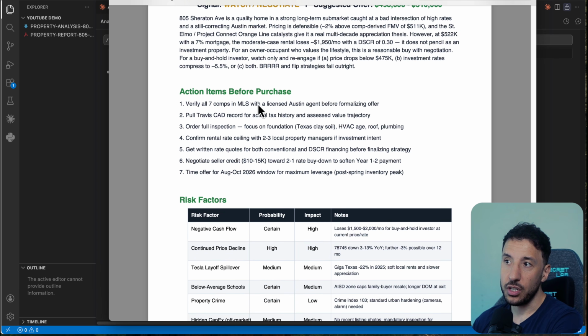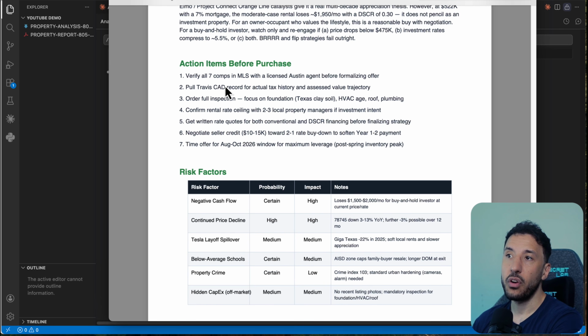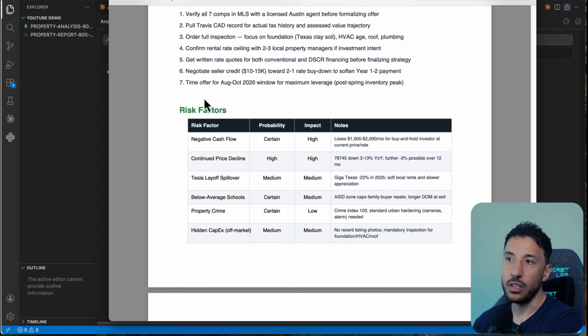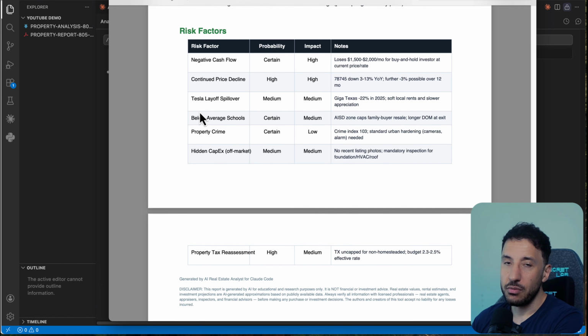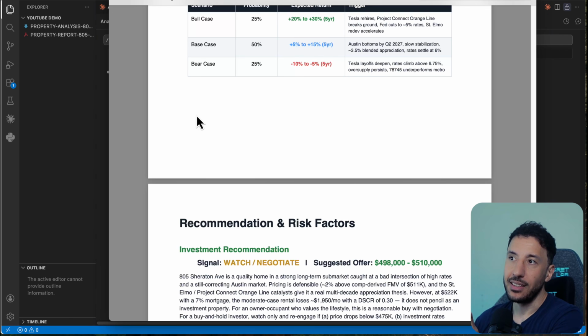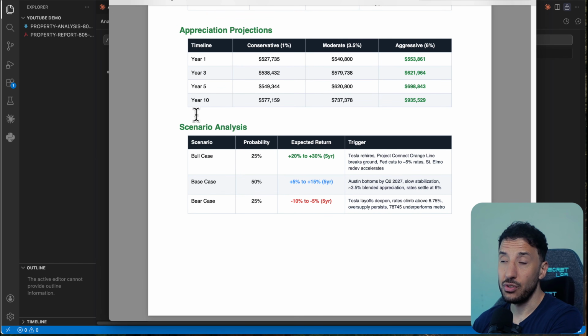It gives you the action items before purchase. It says verify all 7 comps and MLS with a licensed Austin agent before making a formalized offer. It gives you all of the other risk factors to make sure you're aware of exactly what's going on, including the employer layoffs and everything else, right? So all of this information, again, a real estate agent will charge you thousands of dollars for this if you want to have them hired for something particular. So that's just one of the commands that you have access to.